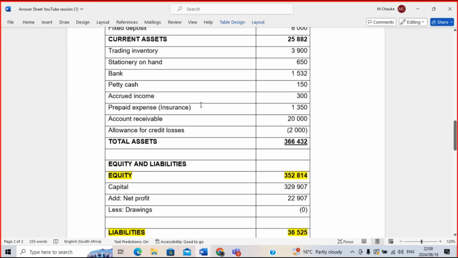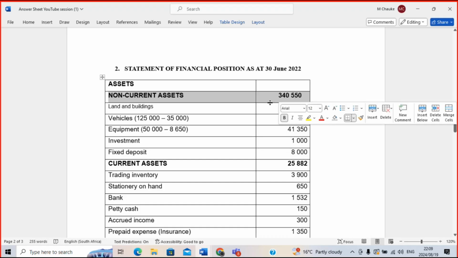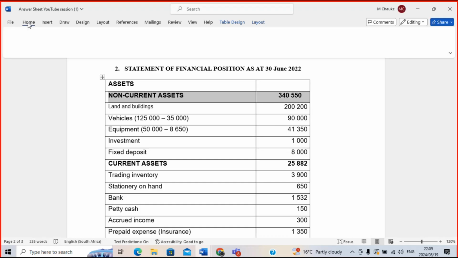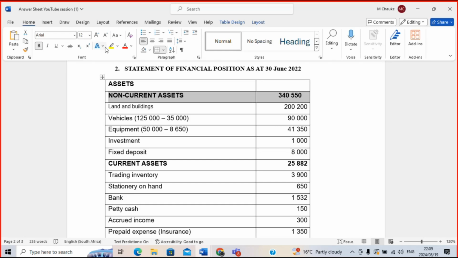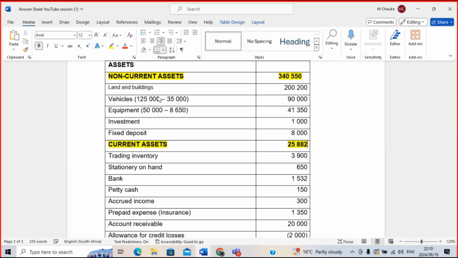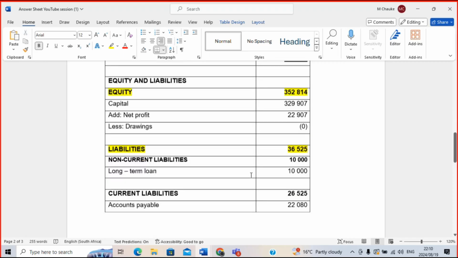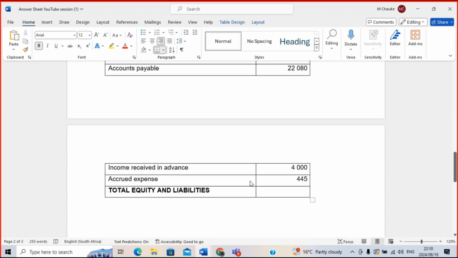Also, the same as we said, non-current assets plus current assets, then we got our total assets from there, right? So now, with the equity and liabilities, we do the same. We say equity plus liabilities. How much are you getting? Are you getting that? It means it's not balancing because we have to get 366,432.